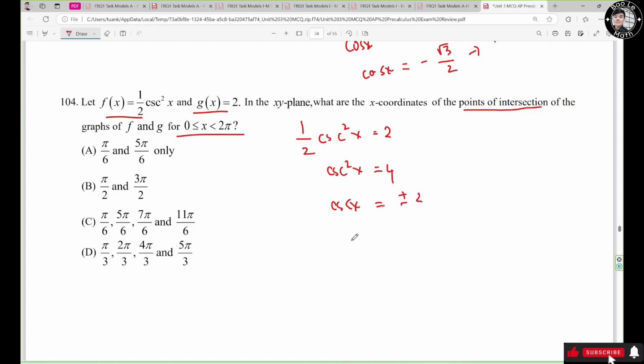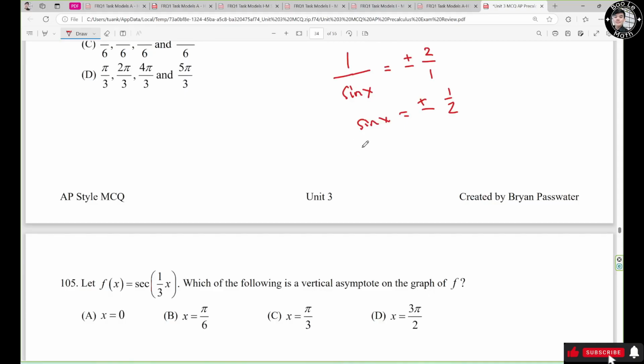Now cosecant s means 1 over sine s, equals plus and minus 2. Now 2, I can write 2 over 1. Now I need to flip this one, so it could be sine s equals plus and minus 1 half. Now I need to split this one into two different equations. So first, sine s equals 1 half. Second, sine s equals negative 1 half.